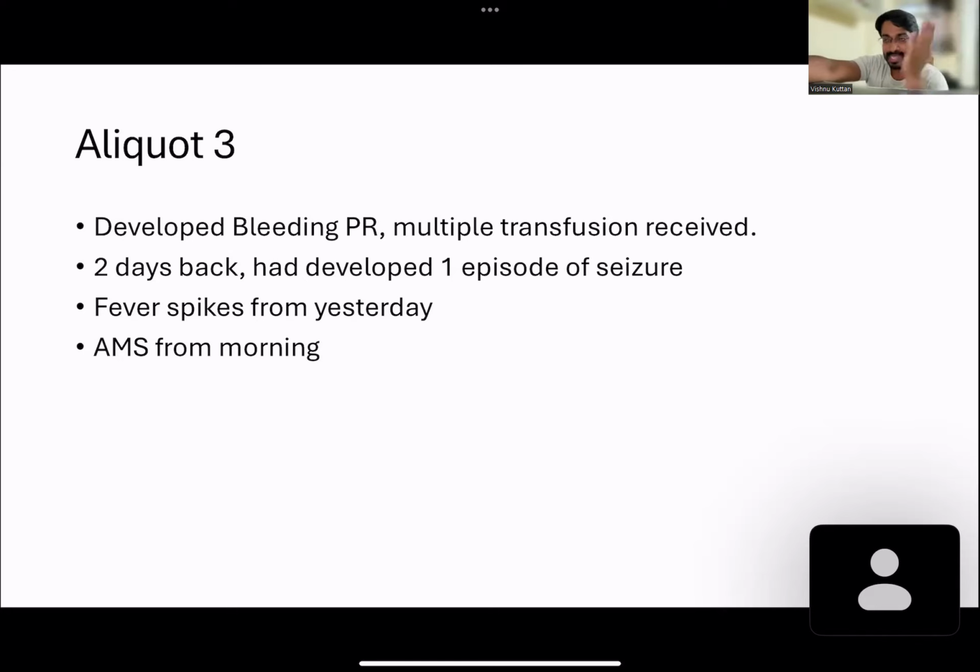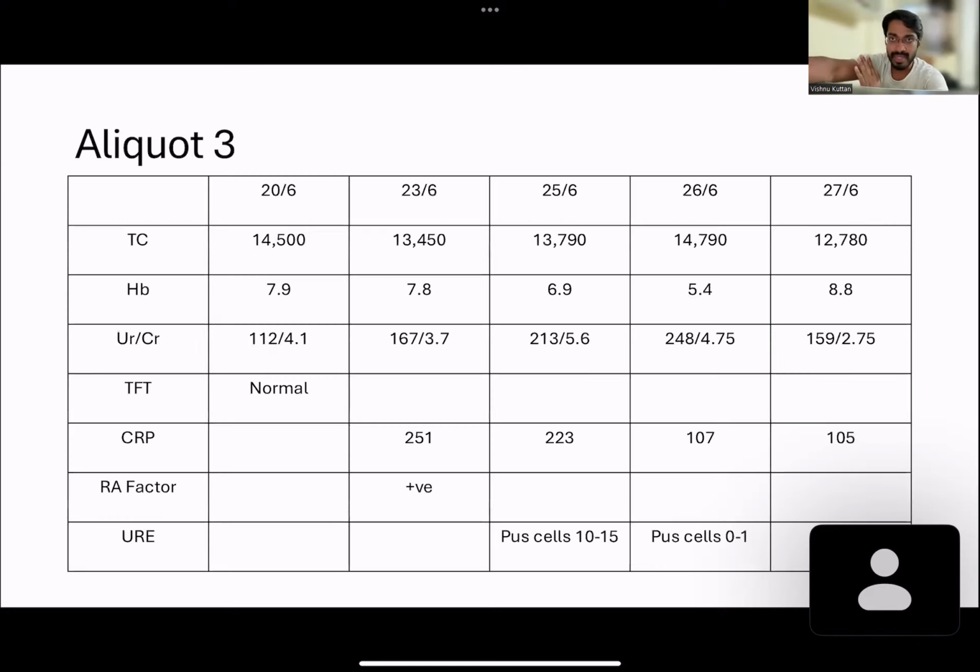Right. So this is how the case scenario was. And this is how it basically went. It shows that his total counts were in the higher range throughout the stay. As you can see, hemoglobin significantly dropped on the 26th of June. He might have received some blood transfusion during that time.